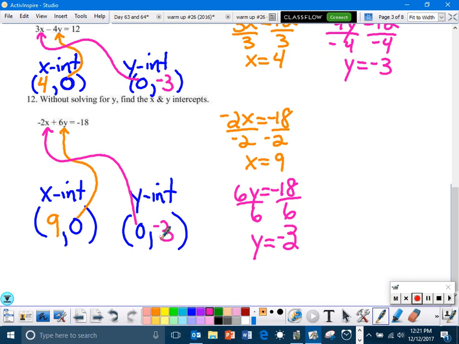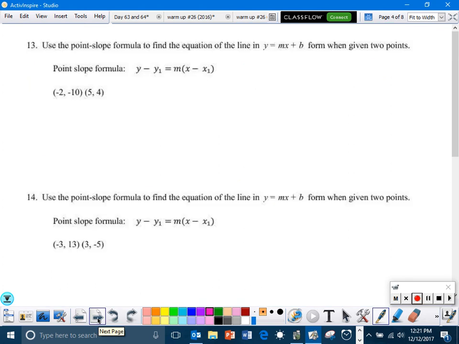Okay, moving on to the next page. Just had a mastery quiz on this last week, so you hopefully are really good at this. We are going to use the point-slope formula to find the equation of the line in y equals mx plus b form when given 2 points. Remember, it's going to take 4 steps. Step 1, we need to find our slope.